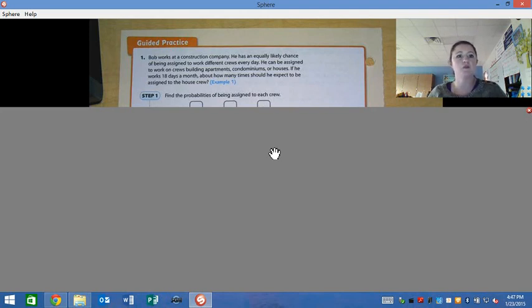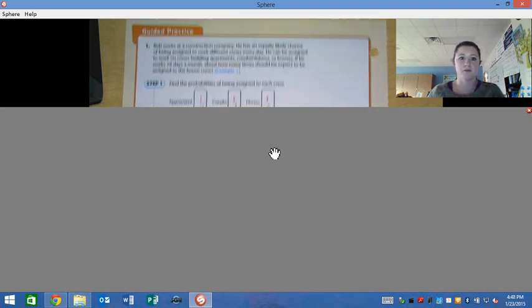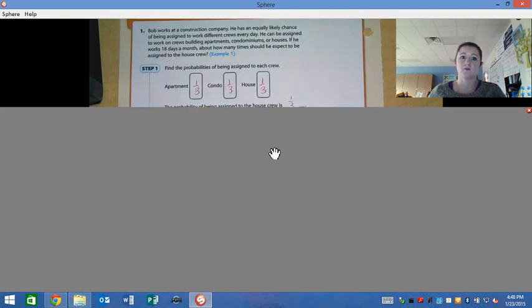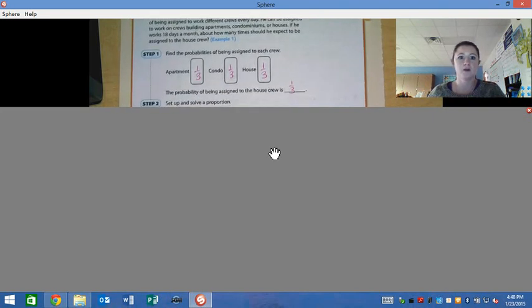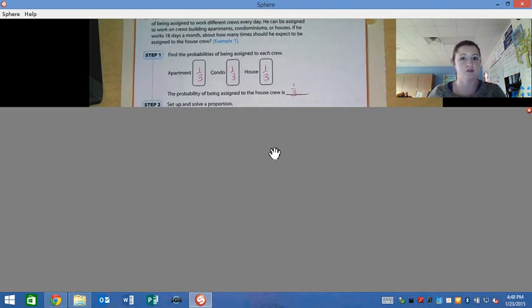He has an equally likely chance of being assigned to work different crews every day. He can be assigned to work on crews building apartments, condominiums, or houses. If he works 18 days a month, about how many times should he expect to be assigned to the house crew? So we need to find the probabilities. So you have a 1 in 3 chance for each, for apartment, condo, or house. So the probability of being assigned to the house crew is going to be 1/3.